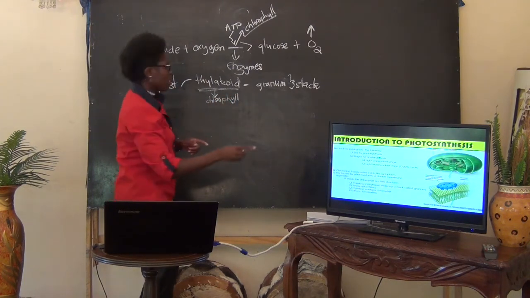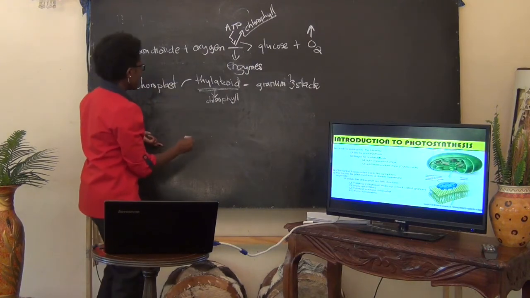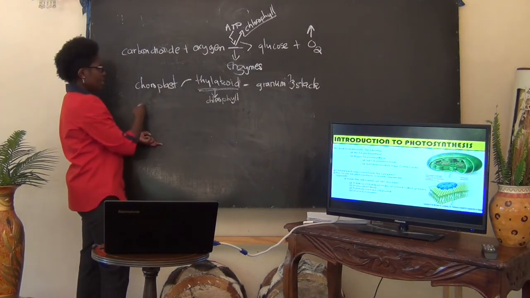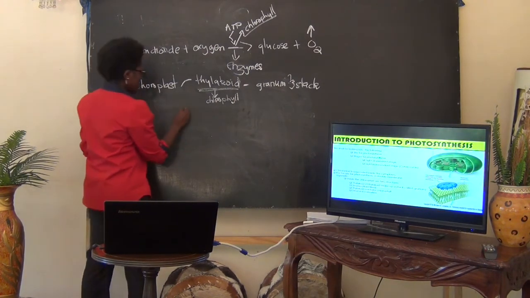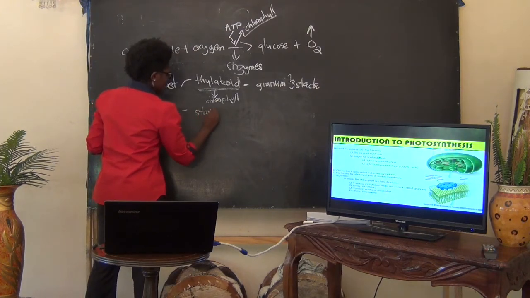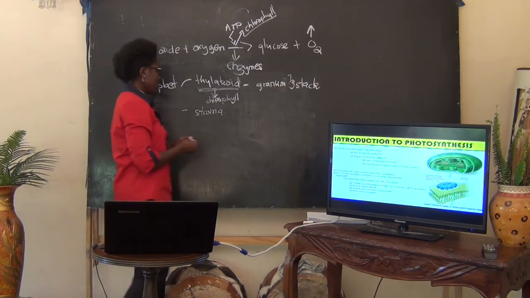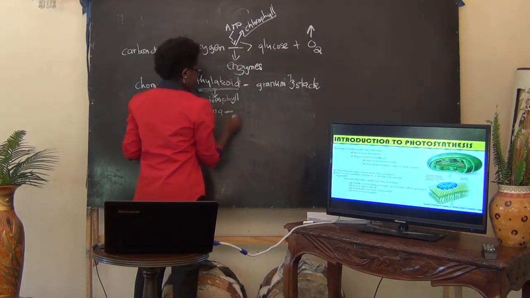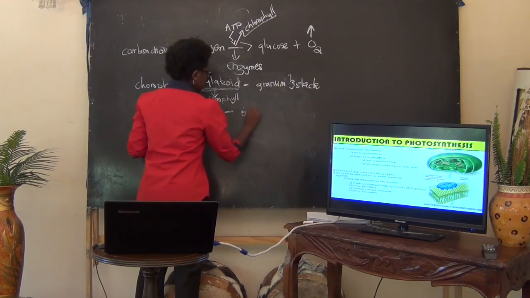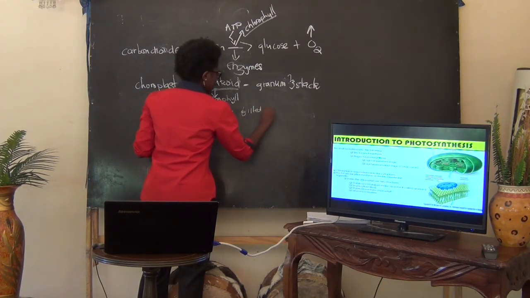More of the details we shall delve into. And then the other structure found in the chloroplast is your stroma. And what is your stroma? Your stroma is colorless and filled with liquid.